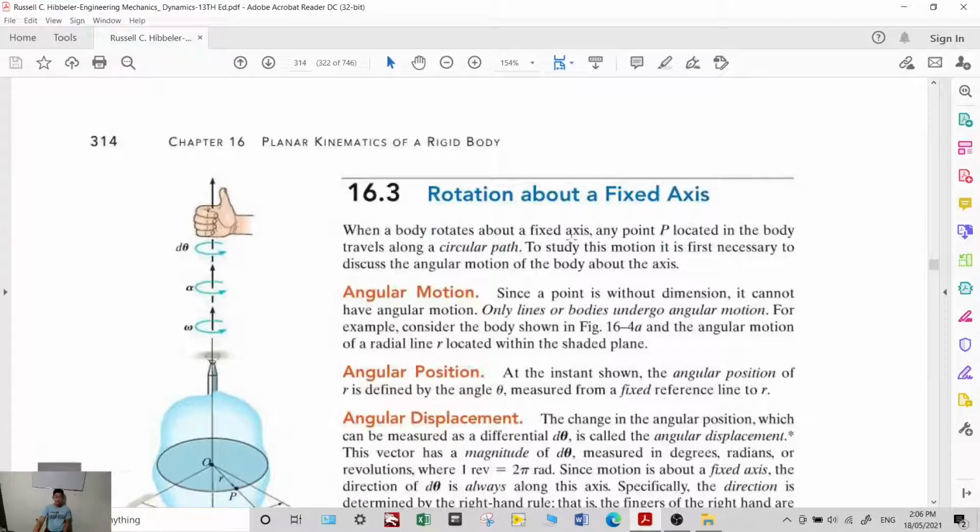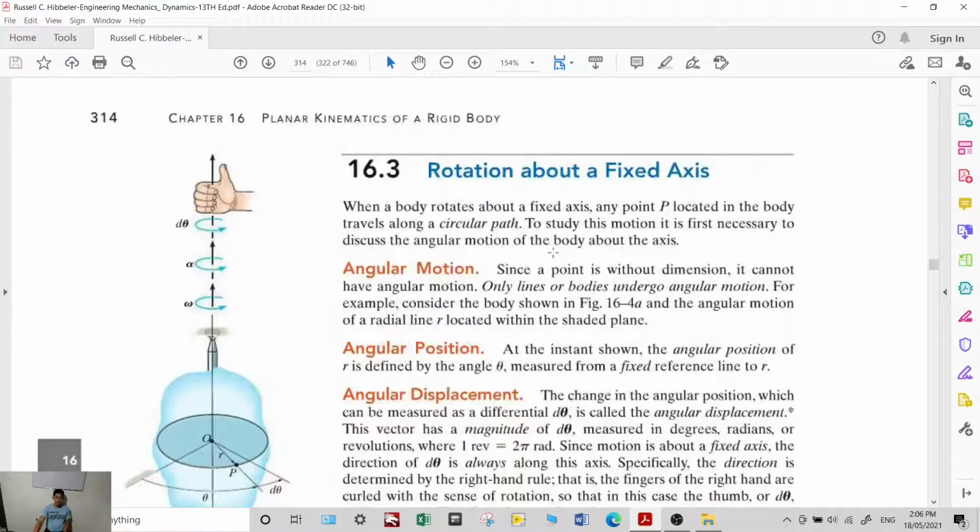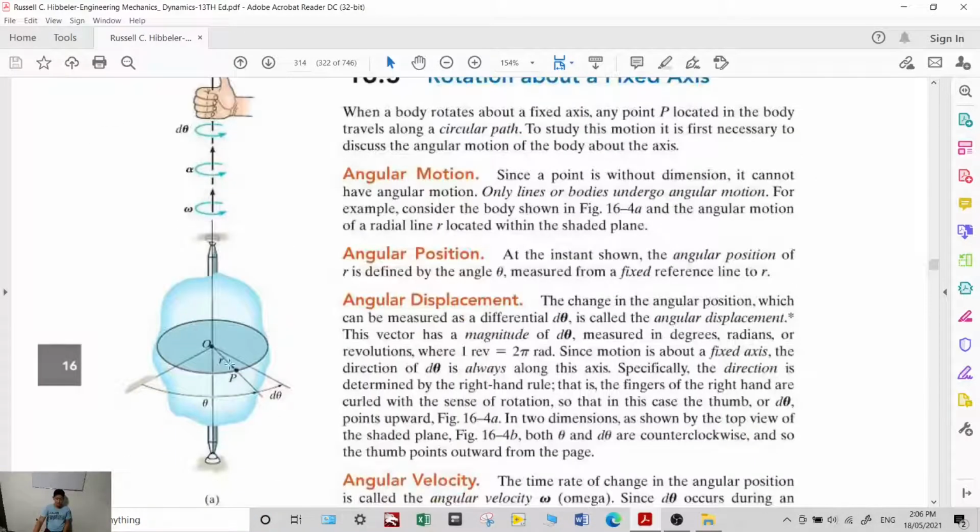So when a body rotates about a fixed axis, any point P located in the body travels along a circular path. Okay, so kung naay point diri sa imong body, so ang travel niya is a circular path din na siya.